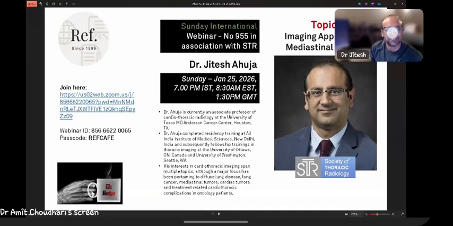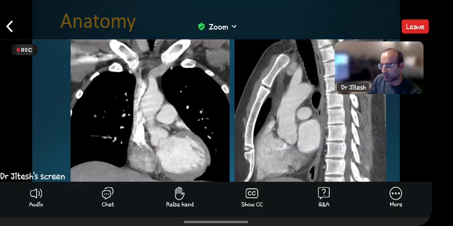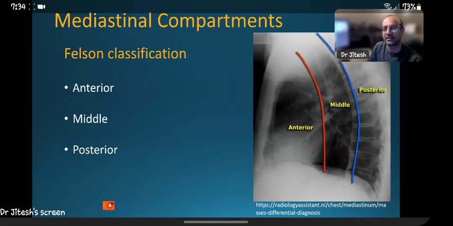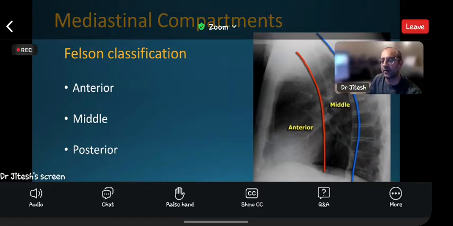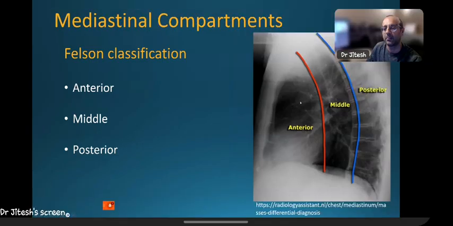Mediastinum. So, for the sake of localization of the mediastinal abnormality, traditionally the mediastinum was divided into three compartments by Felson, and we had used this classification for a long time. It was based on the lateral chest radiograph and divides the mediastinum into the anterior, middle, and posterior compartments.